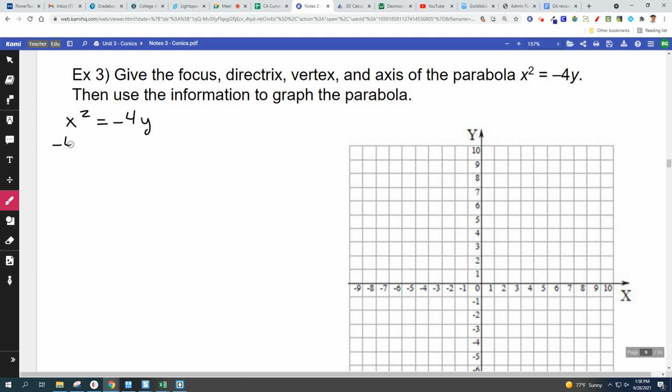So I'm going to just flip-flop it. But I don't like that -4 in front of the y. I want my number in front of my x squared. That's where my a number is. And so I would probably isolate y here. y equals -1/4 x squared.